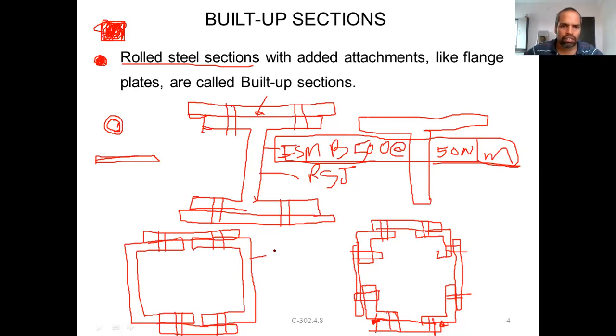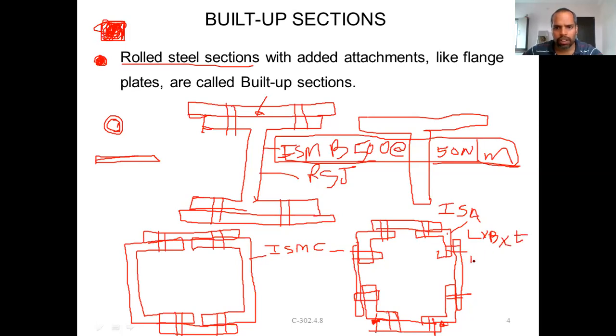Similarly, if you take the channel section, it is written as ISMC, along with the height and everything, the size of the member, like this we will write it. Similarly, angle sections are measured. So Indian Standard Angles. In this one we will mention first L, one dimension, then L into B into thickness.